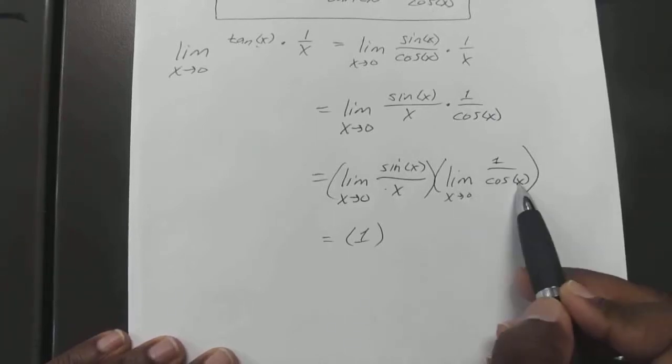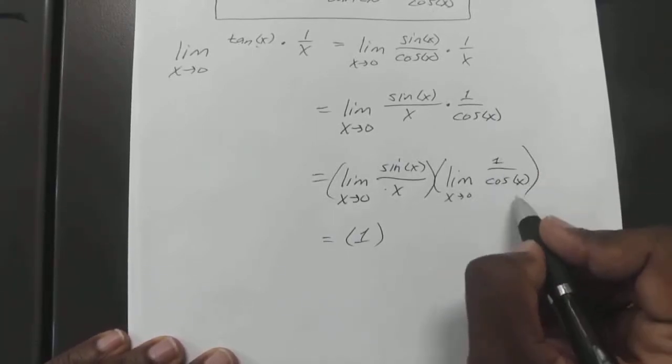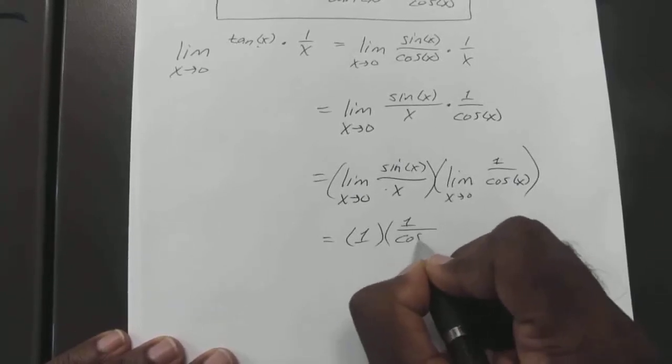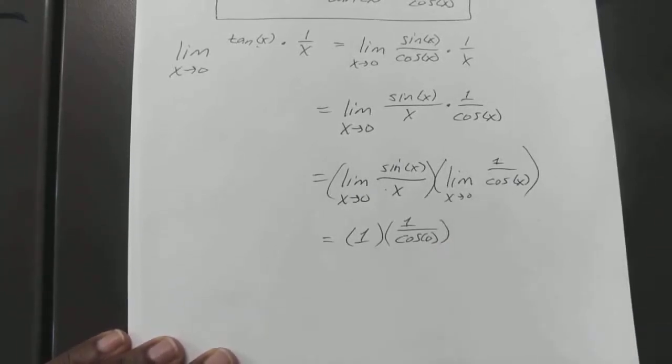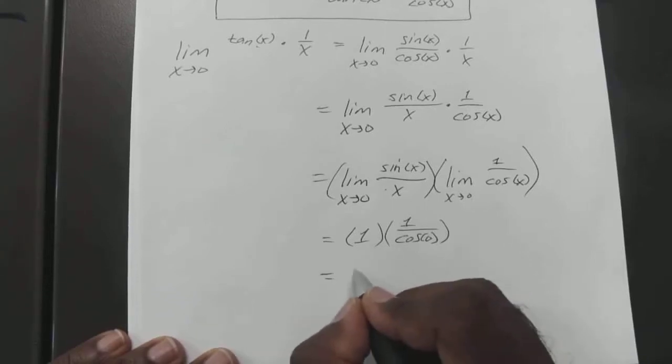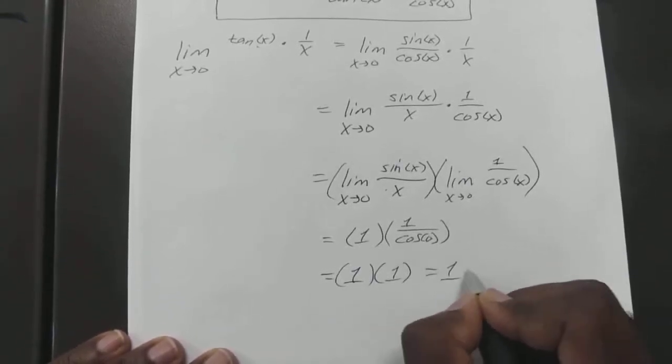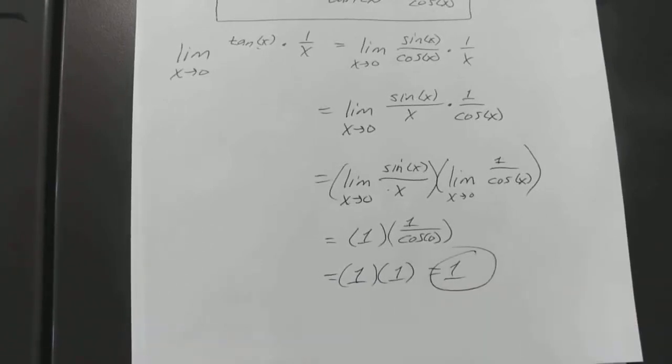And if we actually plug in the 0, we get 1 over cosine of 0, which is also 1. So we end up with 1 times 1, which is just 1. Any questions on that one?